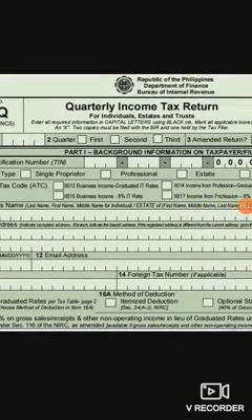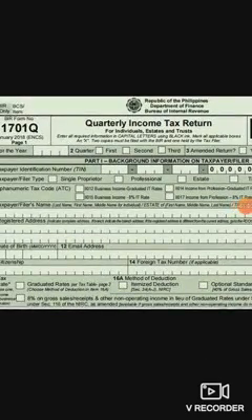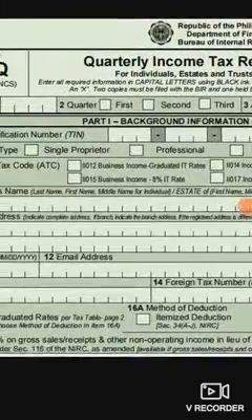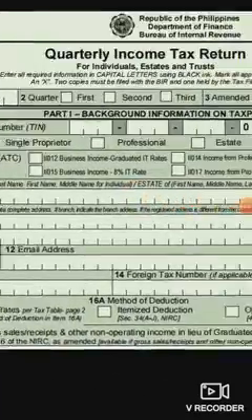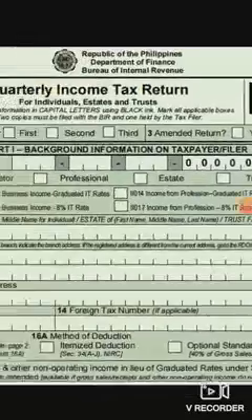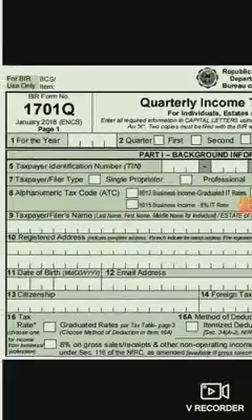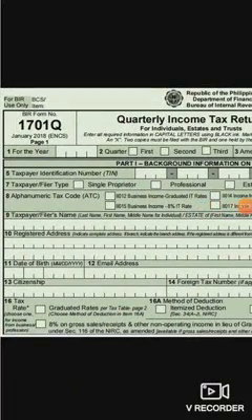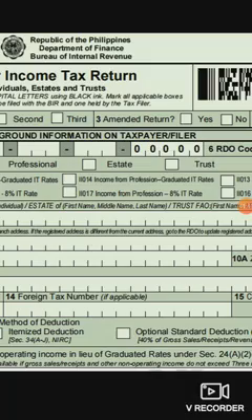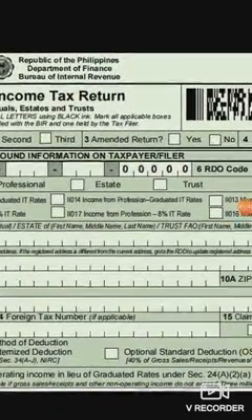This is for individuals, estates, and trusts who are engaged in business as single proprietor, professional, estate, or trust. So there are 4 types here to be checked. And those who are given choices either to have the 8% income tax rate or the graduated rate.